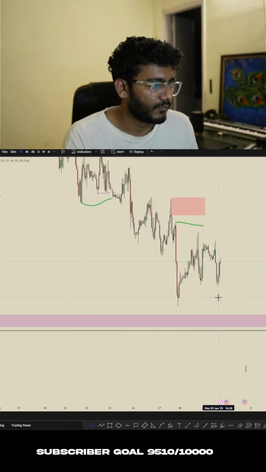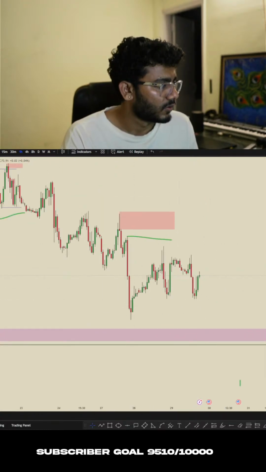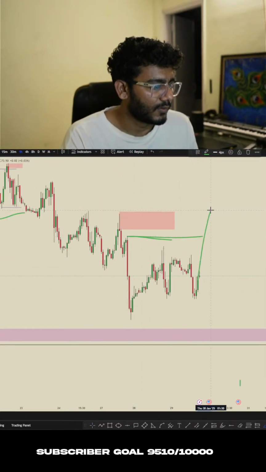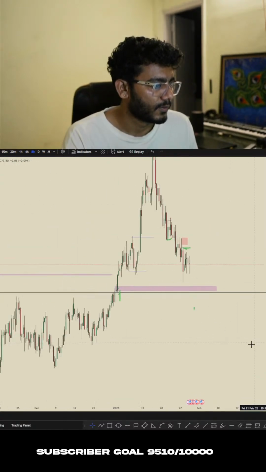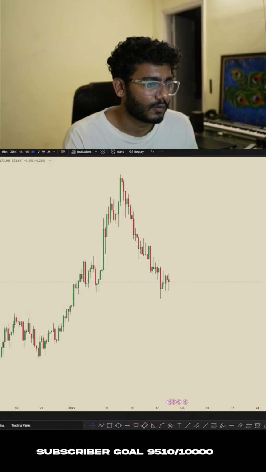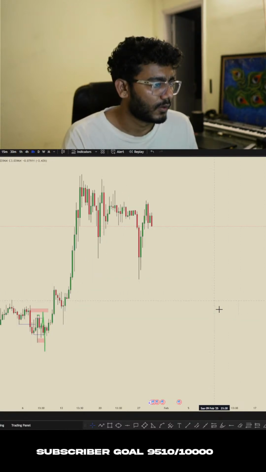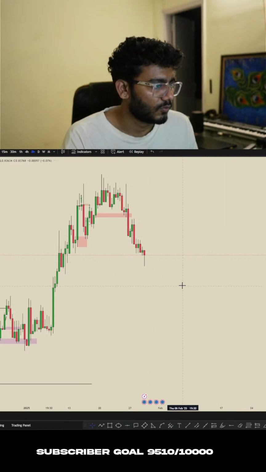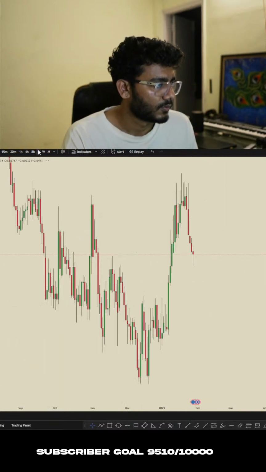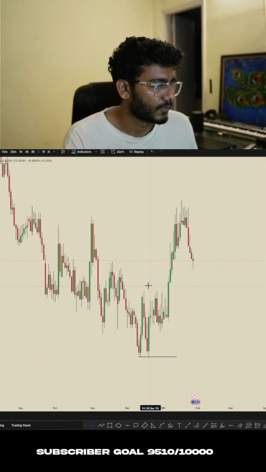Same on US oil. I'm waiting for price to raid these highs and then give us entry to the downside, something like this. And for buy side, we have this order block. I think I've almost covered every pair. Let's look at Euro, EG.